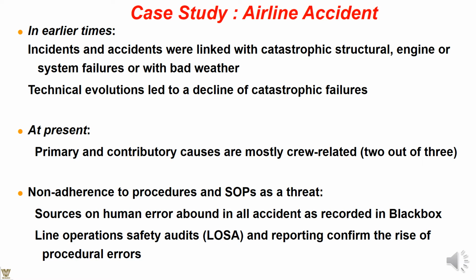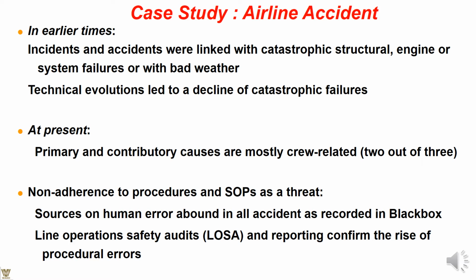So, talking about airline accidents, what used to be done in earlier times: incidents and accidents were blamed on catastrophic structural, engine or system failure, or simply put, bad weather, bad luck or bad faith or anything else. So it was simply dismissed as beyond the purview of the human mind or human control. Now this technical evolution led to catastrophic failure. All this mechanical thing was done earlier.